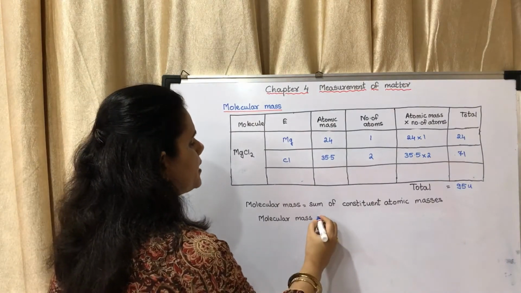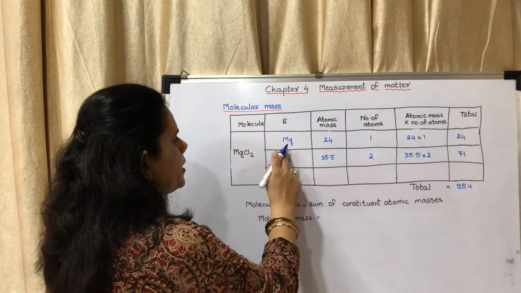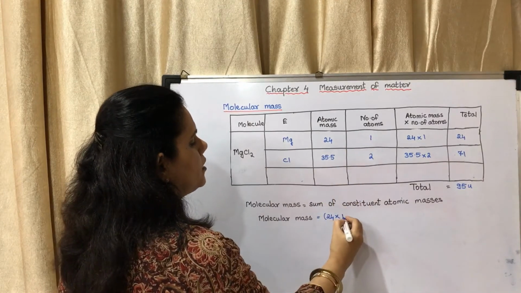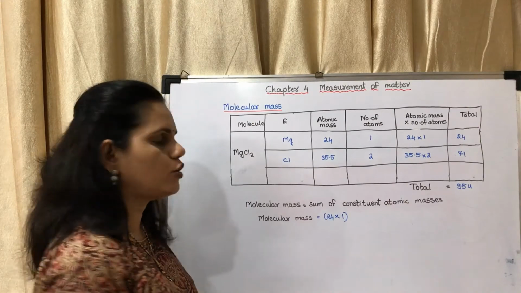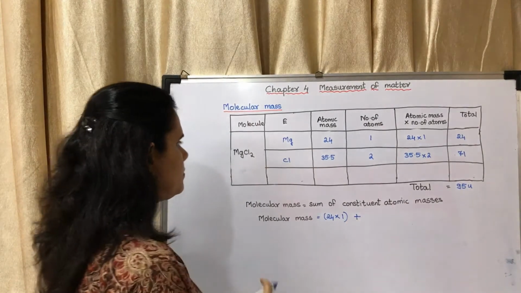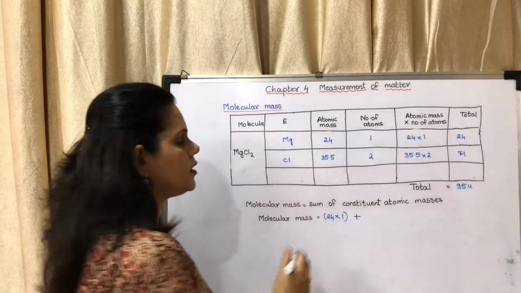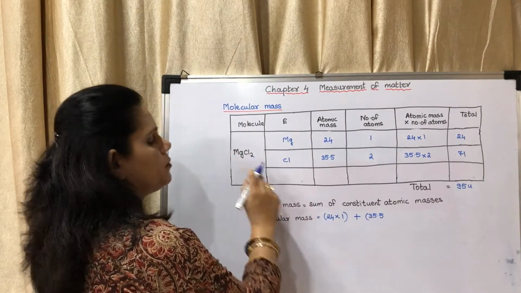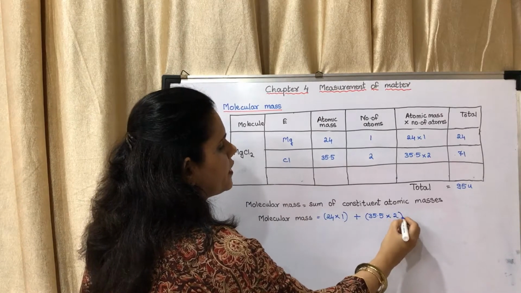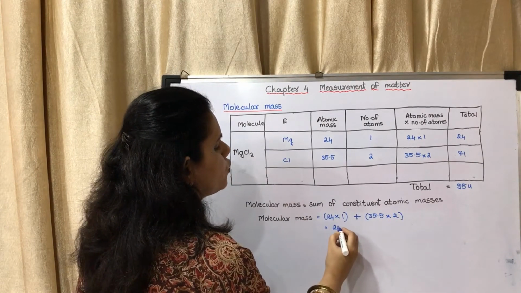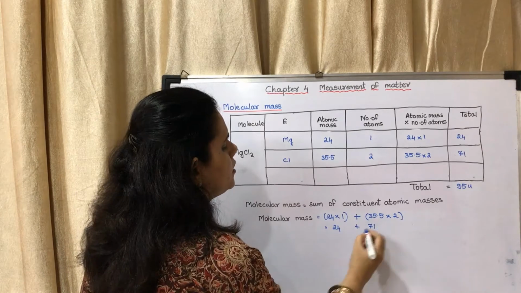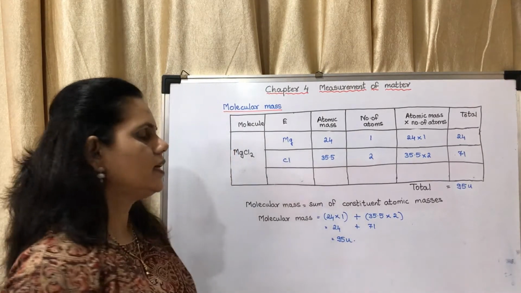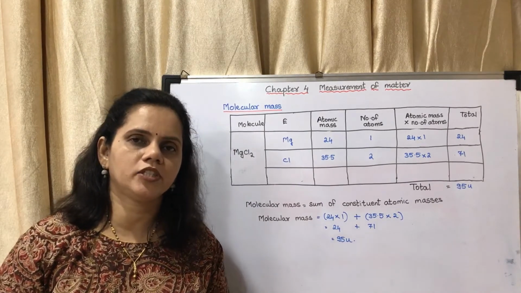So we will see by the other method. What is the atomic mass of magnesium? It is 24. How many atoms? 1. Okay, that is 24 into 1 plus. What is the atomic mass of chlorine? Atomic mass of chlorine is 35.5. How many atoms? 2. So 35.5 into 2. This is 24. This is 71. So you will get it as 95 Dalton. Okay, so this is the molecular mass of MgCl2.